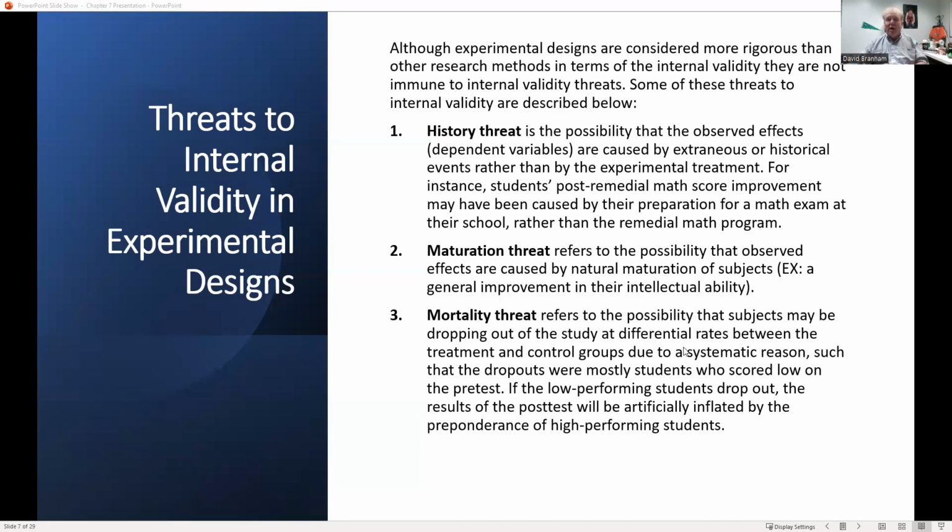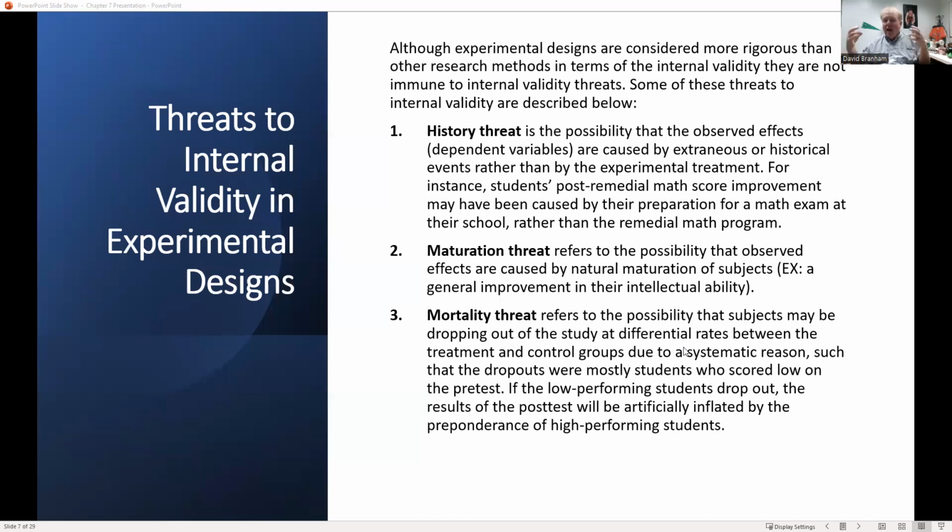Then there's the mortality threat, which refers to the possibility that subjects may drop out of the study at different rates between the treatment and the control groups due to a systematic reason, such as the students who don't do well in the pretest may just drop out.